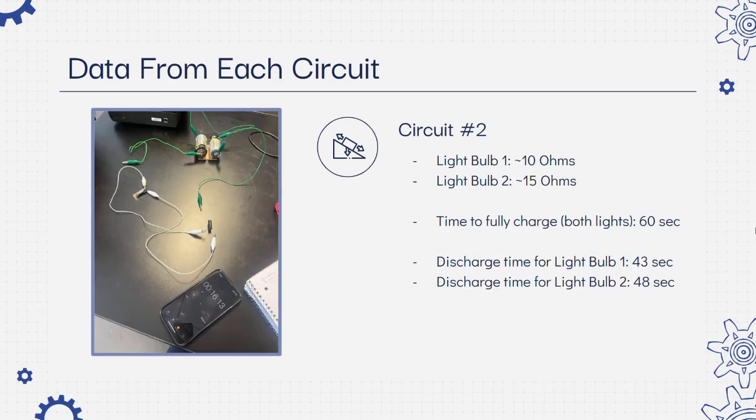Here's our second circuit. You can see our phone timer at the bottom there. Our first light bulb, measured with the voltmeter again, was 10 ohms of resistance, and our second light bulb was around 15 ohms of resistance. Our time to fully charge was 60 seconds. Our discharge for light bulb 1 was 43 seconds, and our discharge for light bulb 2 was 48 seconds.